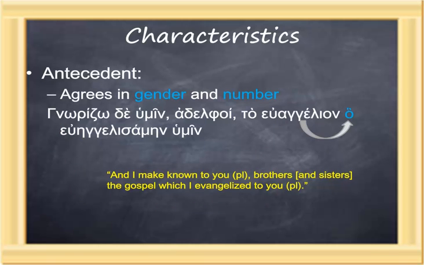The second characteristic of a relative pronoun is that the pronoun agrees in gender and number with its antecedent. For example, in the following sentence, "And I make known to you, brothers, the gospel which I have proclaimed to you," the ha is neuter singular because its antecedent is neuter singular.